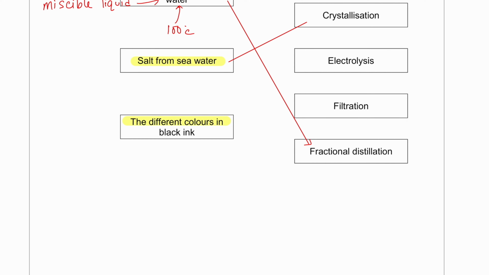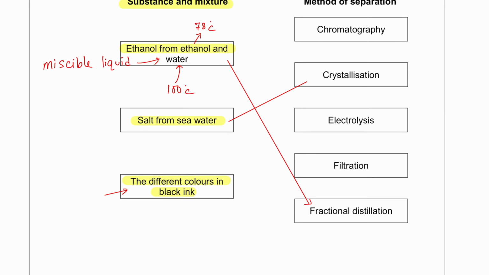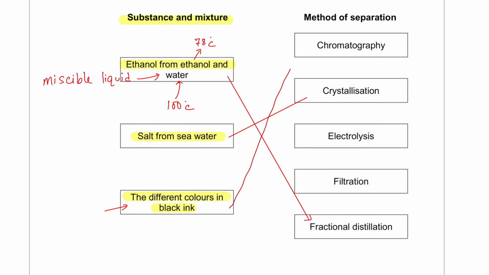The different colors in black ink. Now we know that black ink is a mixture of colors. These colors mix together and they can be separated by using a particular process called chromatography. So we can use chromatography, and by that they will be separated.